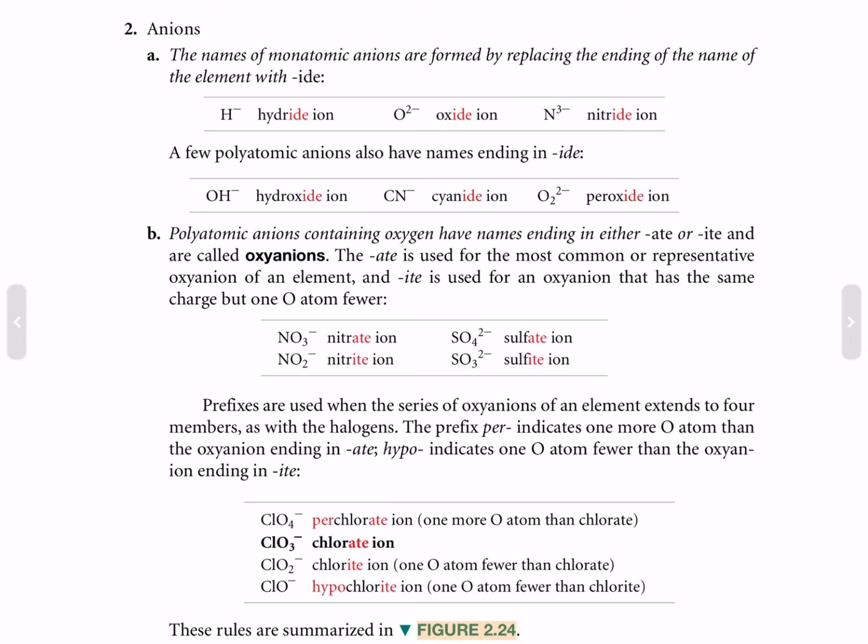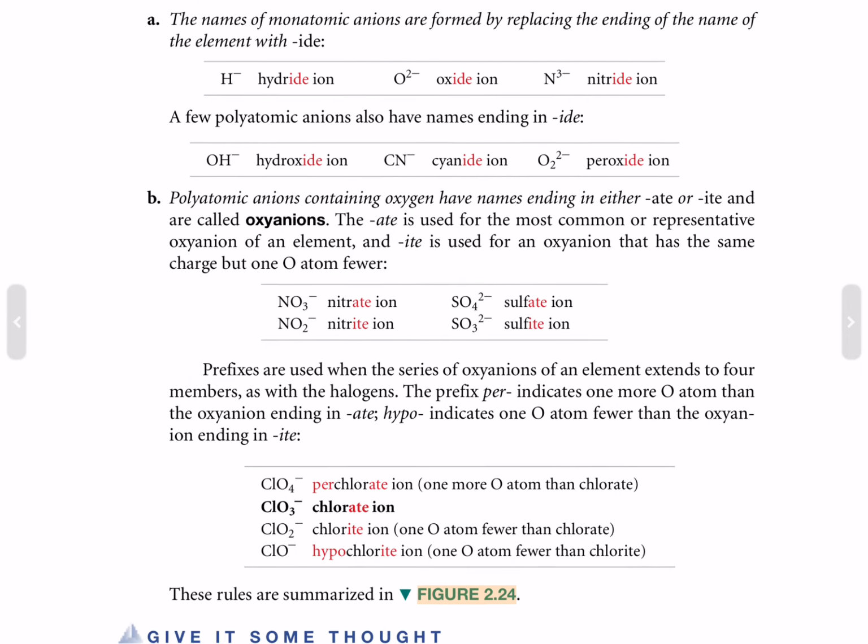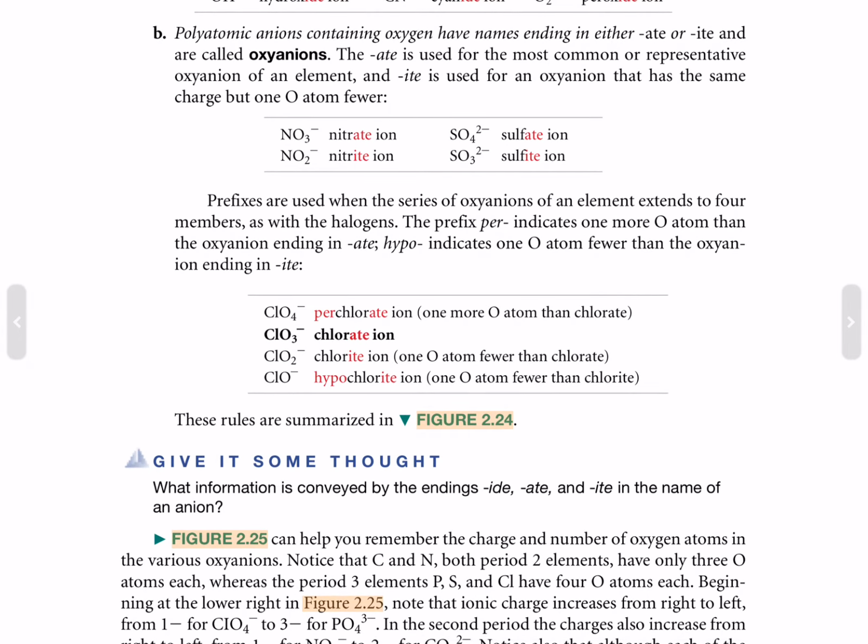Prefixes are used when a series of oxyanions of an element extends to 4 members, as with the halogens. The prefix "per" indicates one more oxygen than the oxyanion ending in "ate". "Hypo" indicates one oxygen atom fewer than the oxyanion ending in "ite". This only goes with group 7. Perchlorate, ClO4 -1. Chlorate, ClO3 -1. Chlorite, ClO2 -1. Hypochlorite, ClO -1.